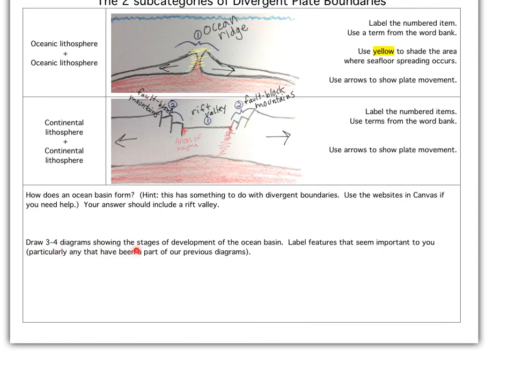Then draw three diagrams showing the stages of development of an ocean basin. Label features that seem important to you, particularly anything that would have been a part of our previous diagrams. Here's the biggest hint I'm going to give you. If you start with this, you're going to end up with this in your last diagram. How can we go from here to here? What logically happens in between there to get to this? We'll then discuss these together in class, see what you came up with, and we will also fill in the rest of page 2 altogether.